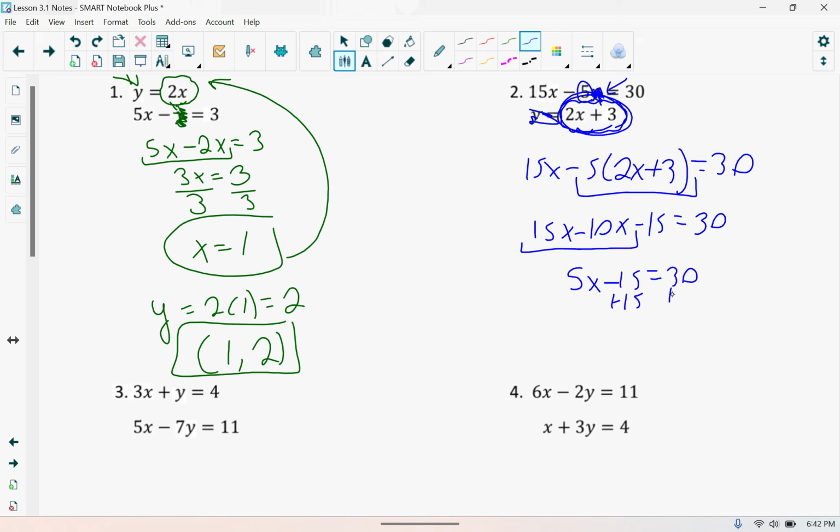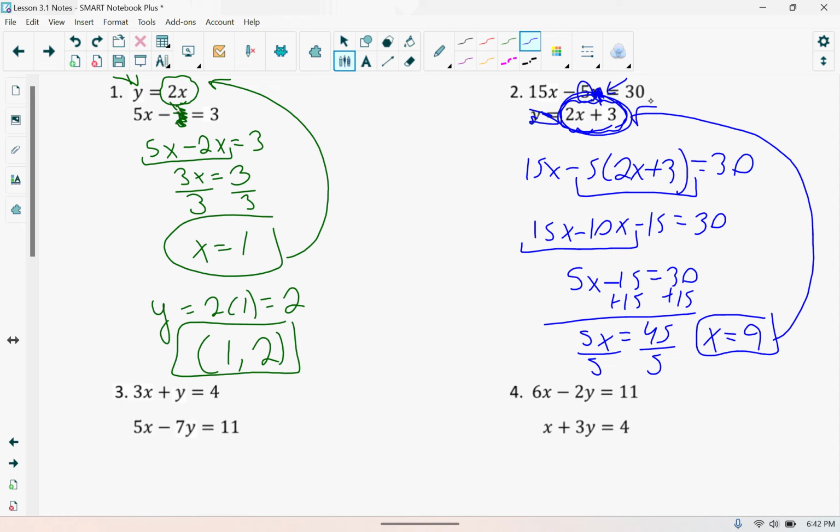I'm going to add 15. So 5x is equal to 45. Divide by 5. X is equal to 9. So don't forget, that's not good enough. We have to find the coordinate point. So I'm going to plug it in.